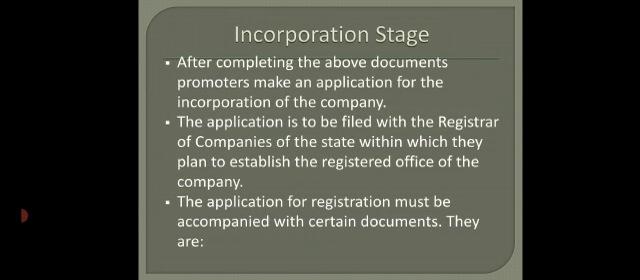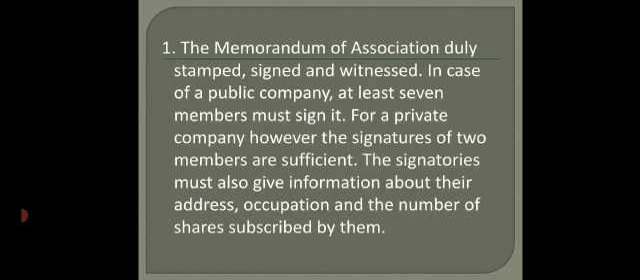The application for registration must be accompanied with certain documents, that is whatever application you are writing to get the incorporation certificate, you need to attest the following documents. First one is the memorandum of association, the important document of the company which lays down the objectives of the company. It must be duly stamped, signed and witnessed.